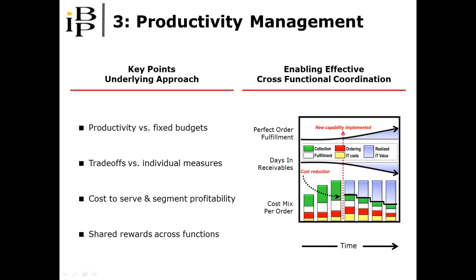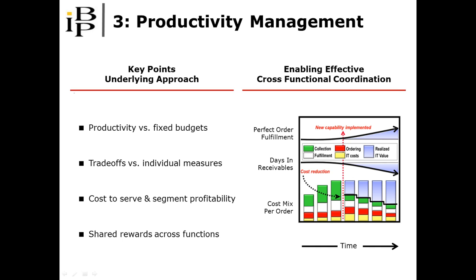The next capability provides the means to plan, forecast, and manage productivity horizontally across functions and entities. To illustrate this, look at the graphic on the right. It depicts the key metrics of an order fulfillment process and how they behave over time.